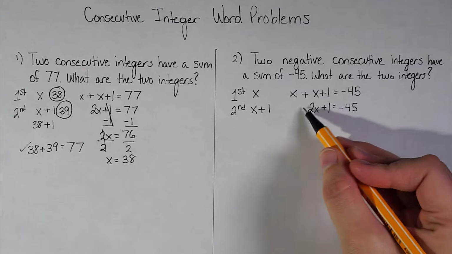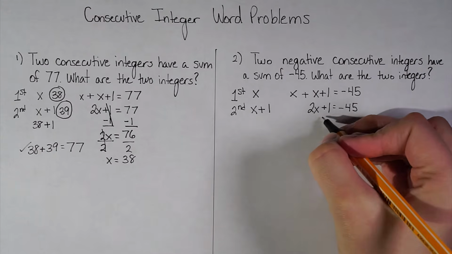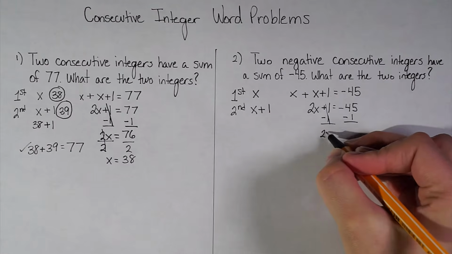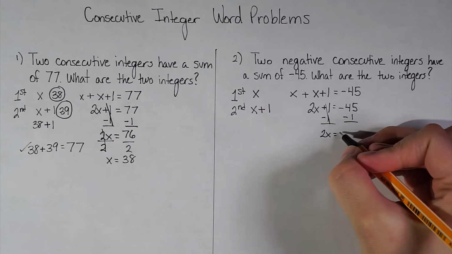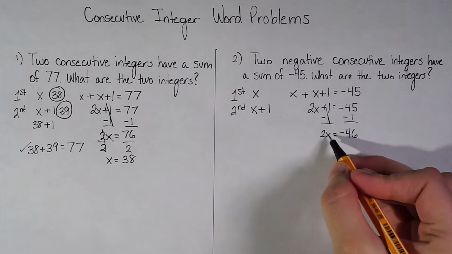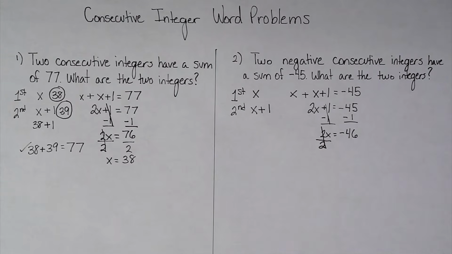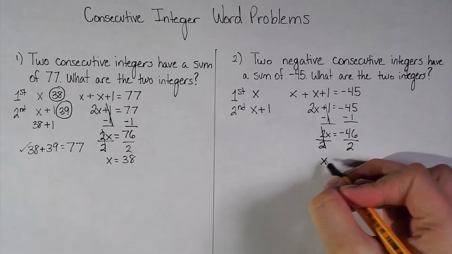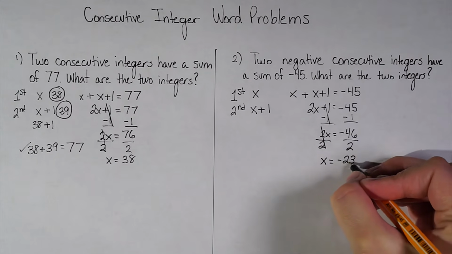I want to keep my x on the left, but I want to get all my constants to the right. So this is a plus 1, so I'm going to minus 1, minus 1. I get 2x equals negative 45 minus 1. Got to be careful with your negatives there, but it's negative 46. My last step to get x alone is to isolate it. So I want to divide by the 2, divide by the 2, and I get x equals negative 46 divided by 2 is negative 23.